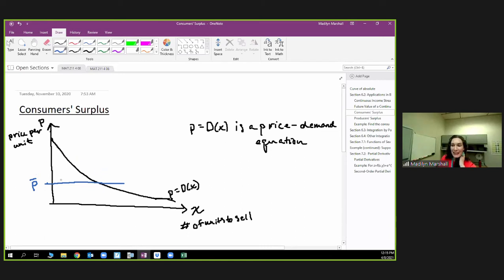So there are basically two functions written here. There's this price demand function that's decreasing, and then there's just this flat line, which is the P bar. So everything in between these two, for just up to where those two lines intersect, that is called the consumer surplus.